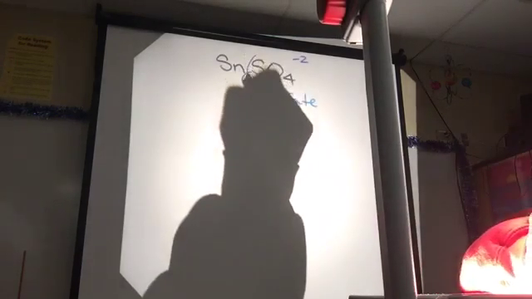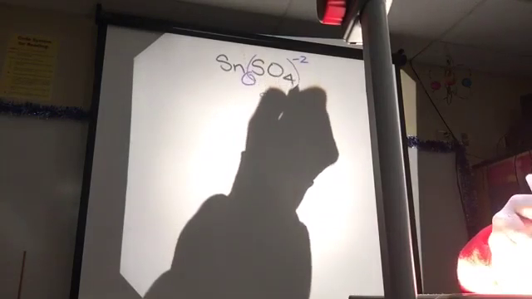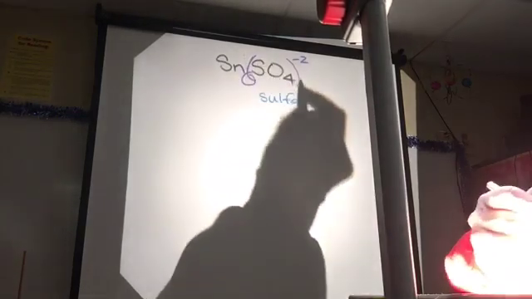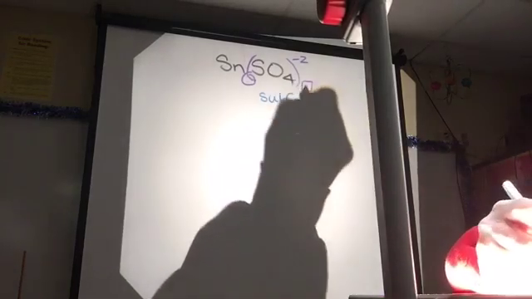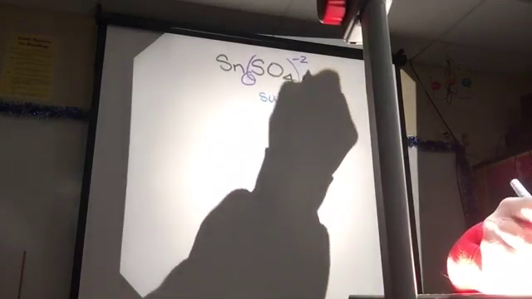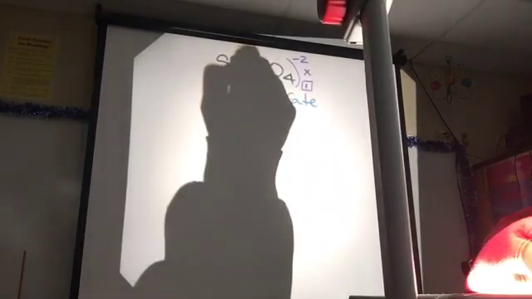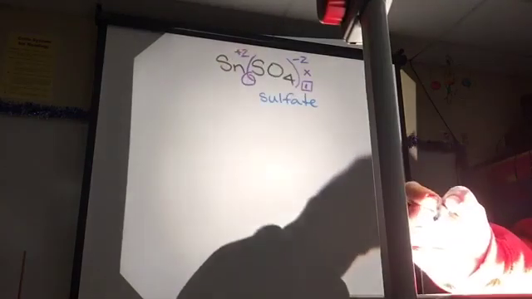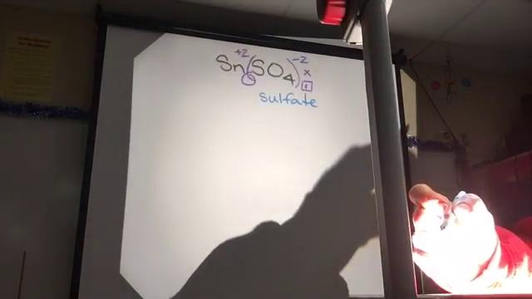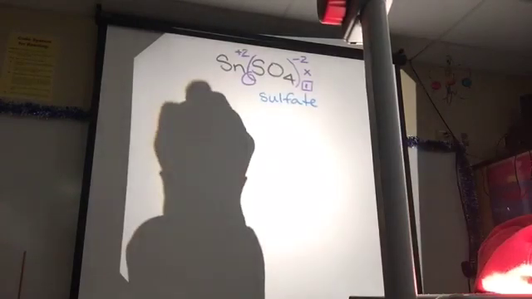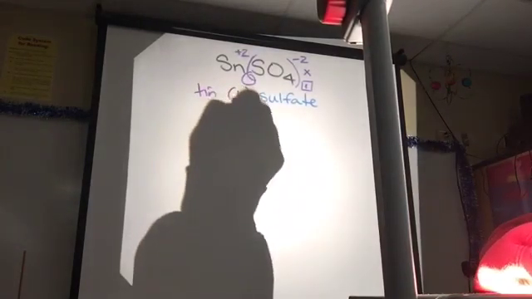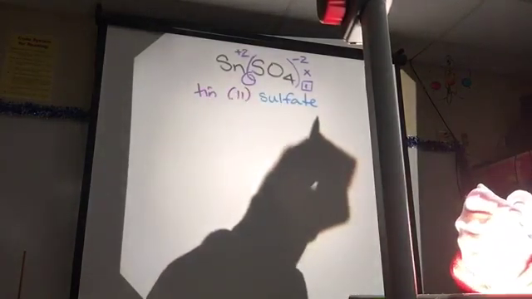Well, that's why if you put these in parentheses, it'll make it easier on you. What number is outside these parentheses? That's a 1. So 2 times 1, that's a plus 2 charge up there. Does that make sense? Talk to me. So this is tin(II) sulfate.